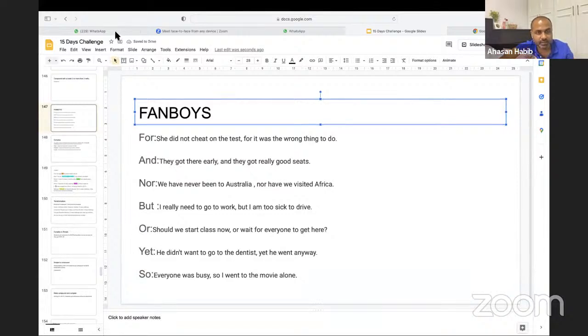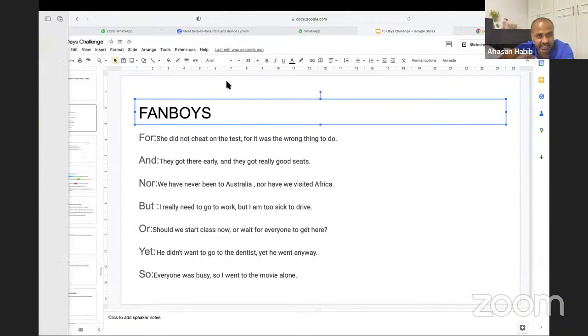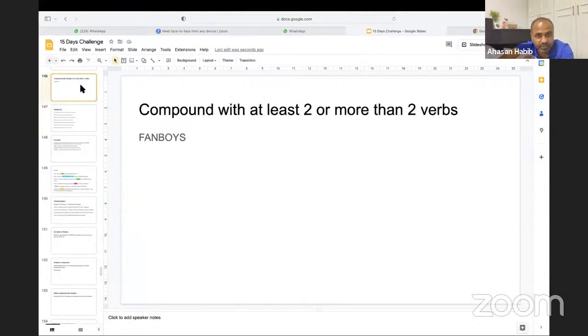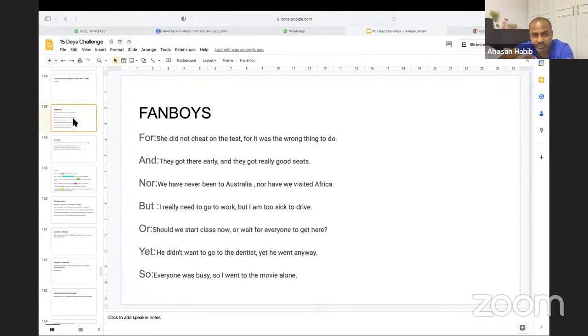All right, so let me put this on the left hand side, right hand side. So these are the fanboys. Now just a quick question: if you see a sentence with one verb, what sort of sentence is that? If you see a sentence with one verb, please let me know in the chat box what kind of sentence that is.